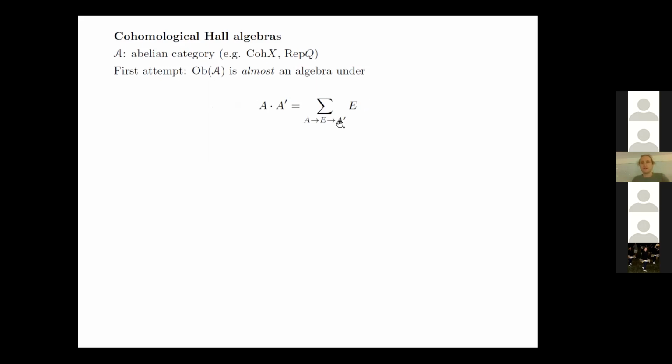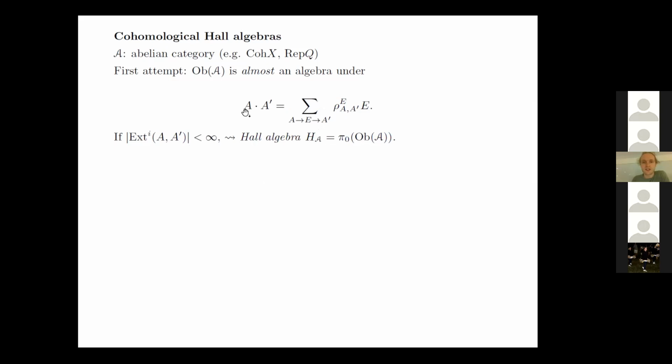This almost works, but it's not really canonical in any way, so you have to put some weights in here, measuring the Hom spaces between these objects. If you do this, then it gives you an algebra structure on the set of isomorphism classes of objects in this abelian category A. The condition is that the category needs to be hereditary, so approximately the higher Ext groups have to be finite sets. This is a first attempt at getting some sort of algebra structure out of an abelian category and extensions.